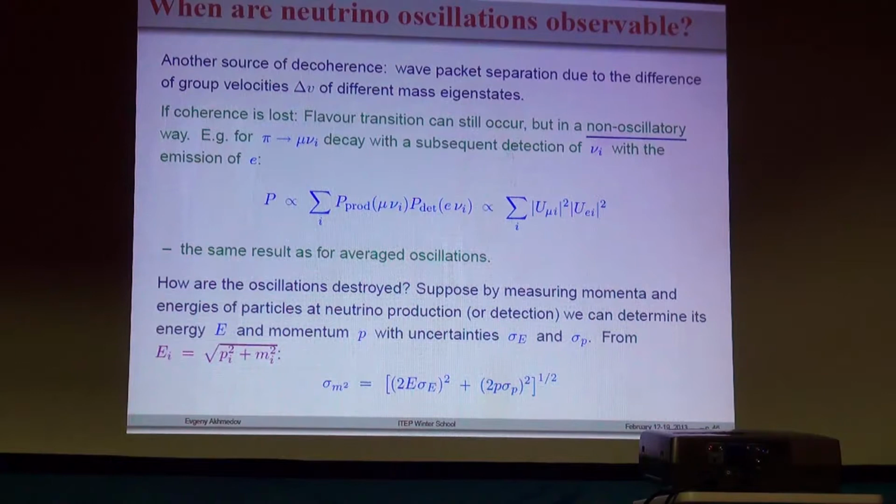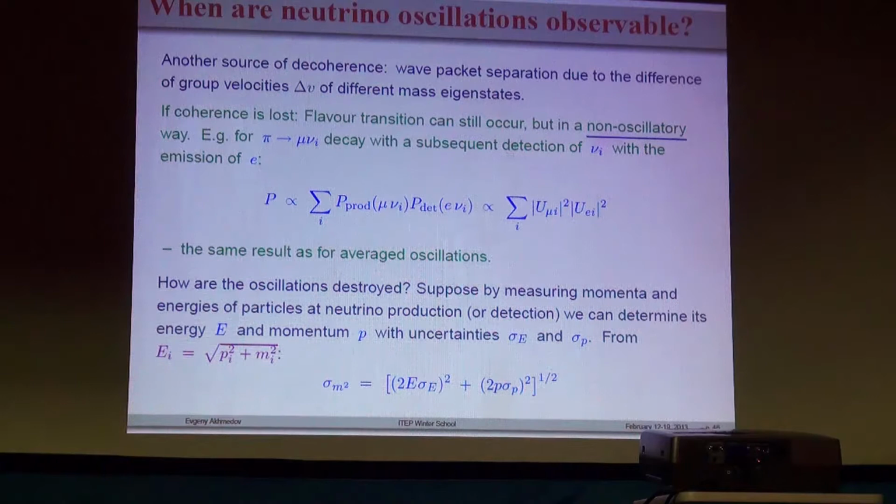And if this uncertainty is smaller than the difference between different neutrino masses, then you kill oscillations, because you know exactly which mass eigenstate you emitted. If it is bigger than the difference between the masses of different mass eigenstates, then the oscillations are allowed. So it's a qualitative question. You just have to check this. You just take the known values and see if the oscillations are allowed or the coherence is killed.